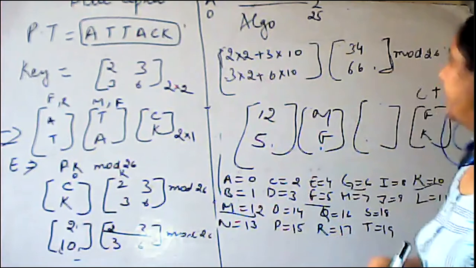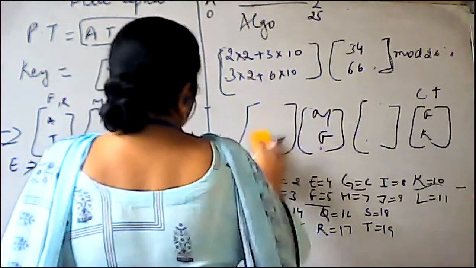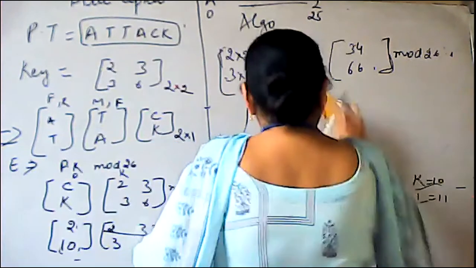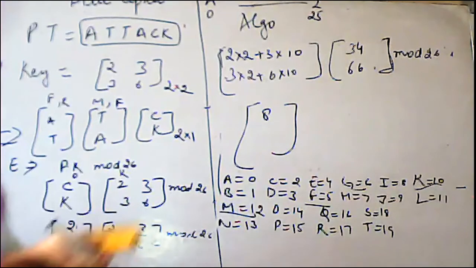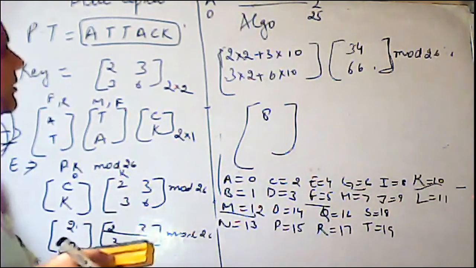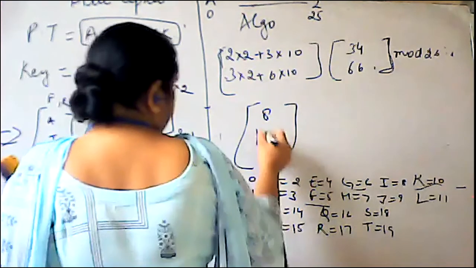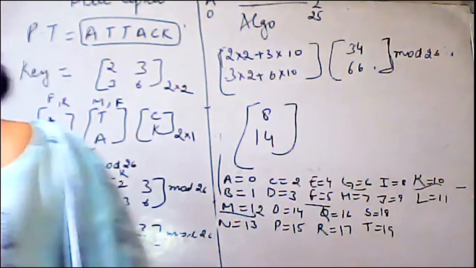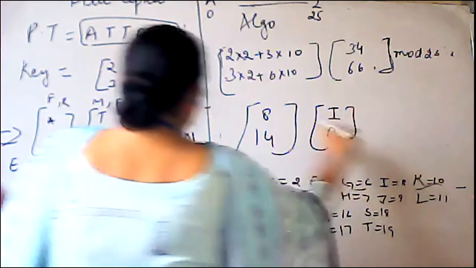66 divided by 26 will give you 8. It will give you 8 and 66. 26 twos are 52, sorry, and we will get 14 here. So what you will get is I and O. You will get I and O.